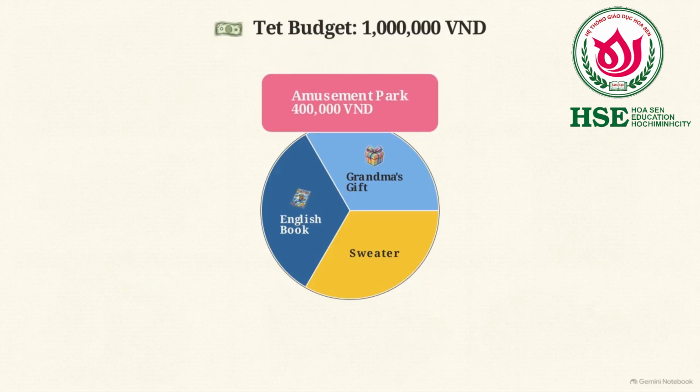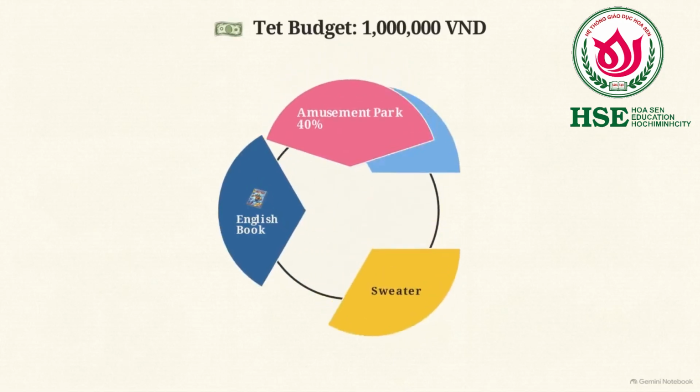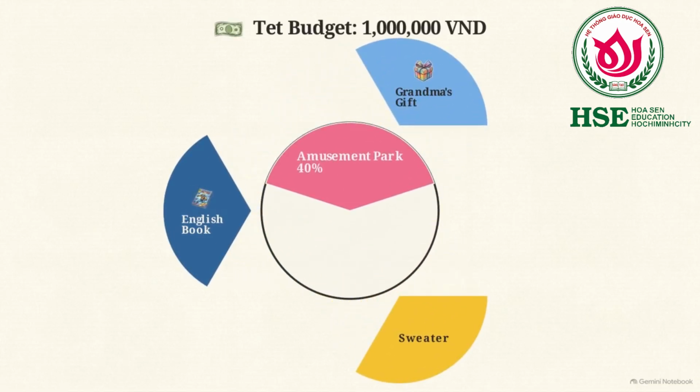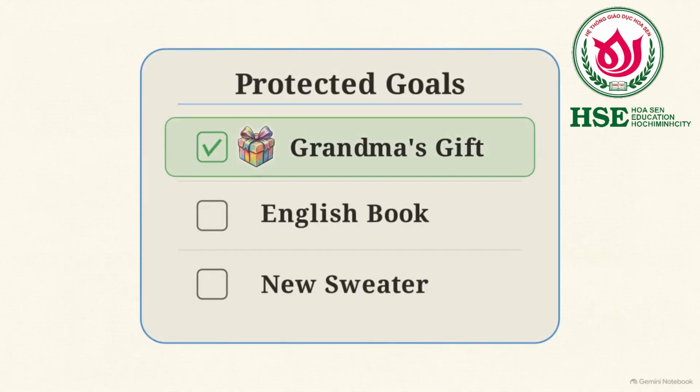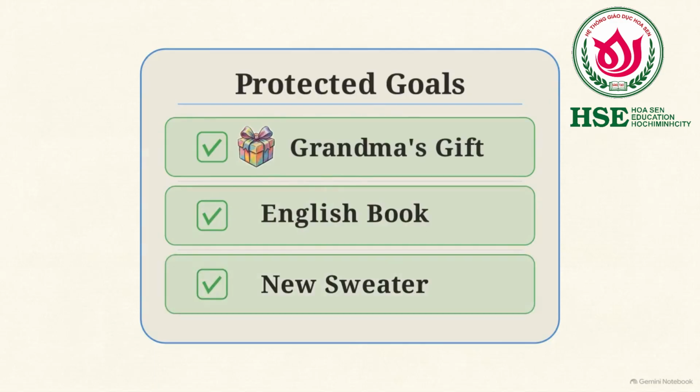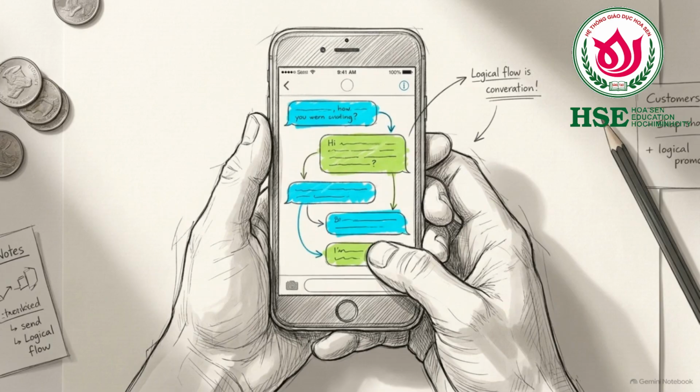Run that cost through your rule. 400,000 dong means spending 40% of your Tet budget on a single flexible want in one afternoon. The math makes the decision clear. To protect your goals, the gift, the book, and the sweater, you may need to decline the ticket or find a more affordable way to spend time with your friends.